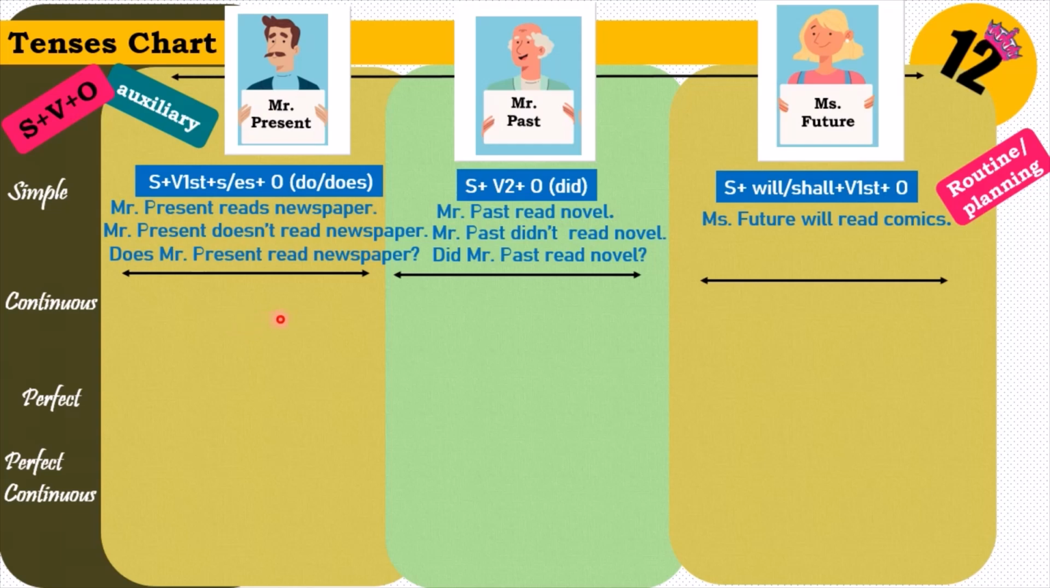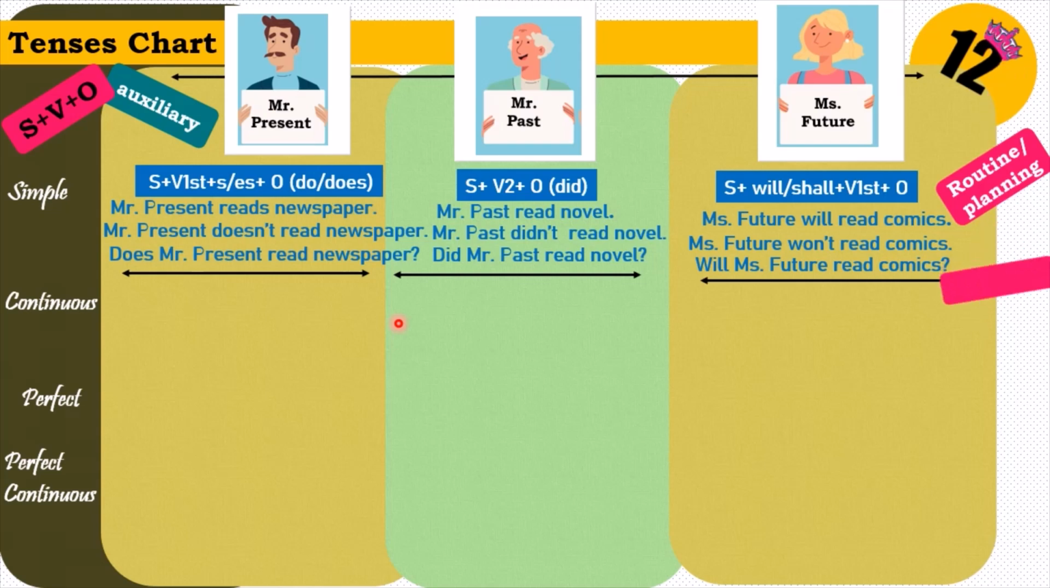Miss Future will read comics. Coming towards making it negative, we have Miss Future won't read comics. Won't is the negative form of will with the addition of not. Miss Future won't read comics. Then we have its interrogative sentence. Will Miss Future read comics? Is it interesting? Are you understanding it better? Very good. Now coming towards the next feature, that is continuous tense.